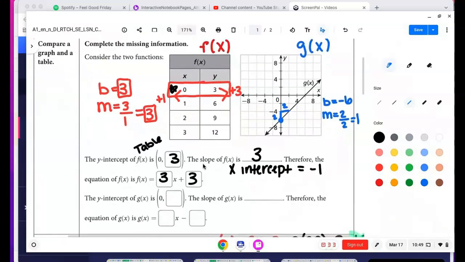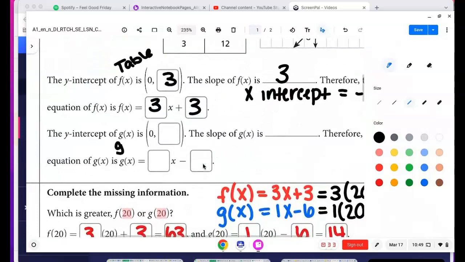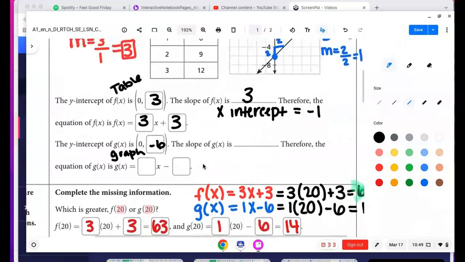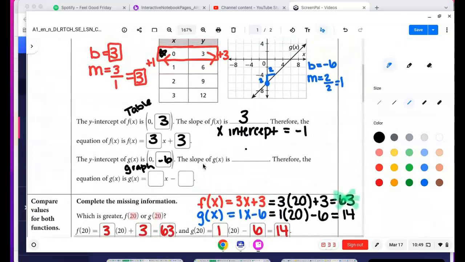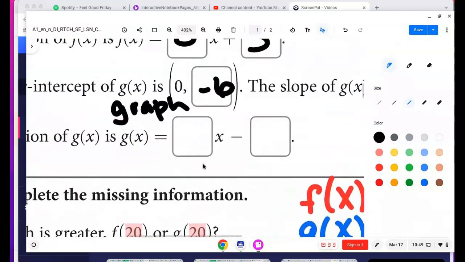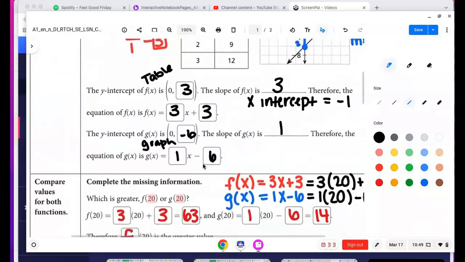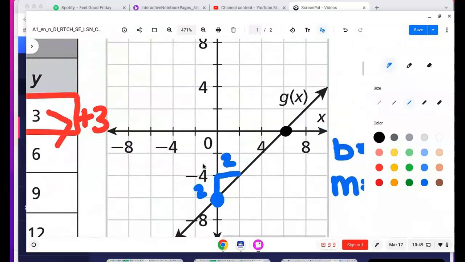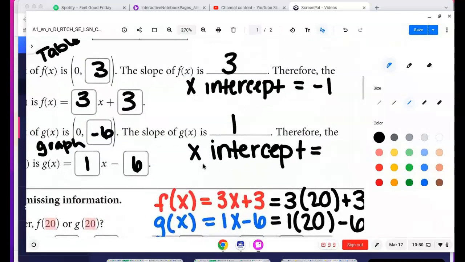Now we're going to do the same thing with g of x, which is the graph. We said that the y-intercept of the graph is -6. That's where it crosses the y-axis. The slope was our rise over run, that was our m value. That was 1. So the equation that we wrote was g of x equals 1x minus 6. We already know the y-intercept and the slope. Now we're going to look at the x-intercept. The x-intercept for this one is a little bit easier because we can see it on the graph. It looks like we crossed the x-axis at +6.